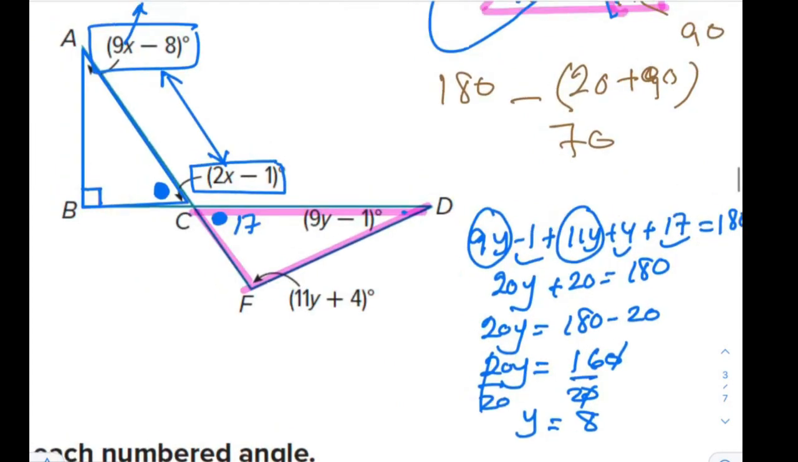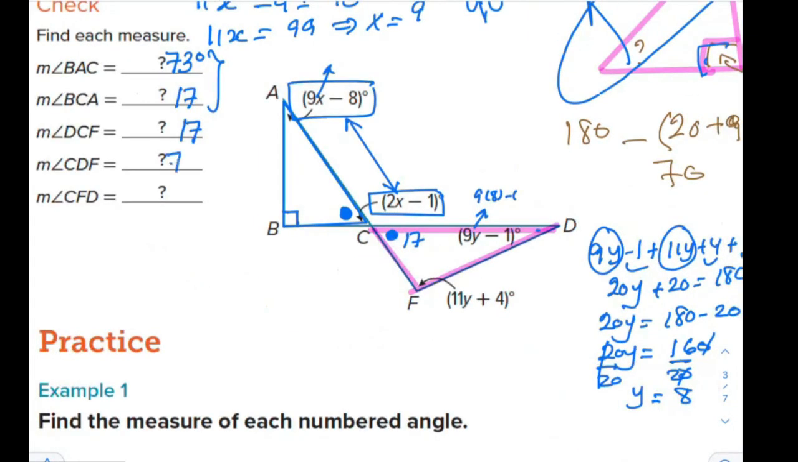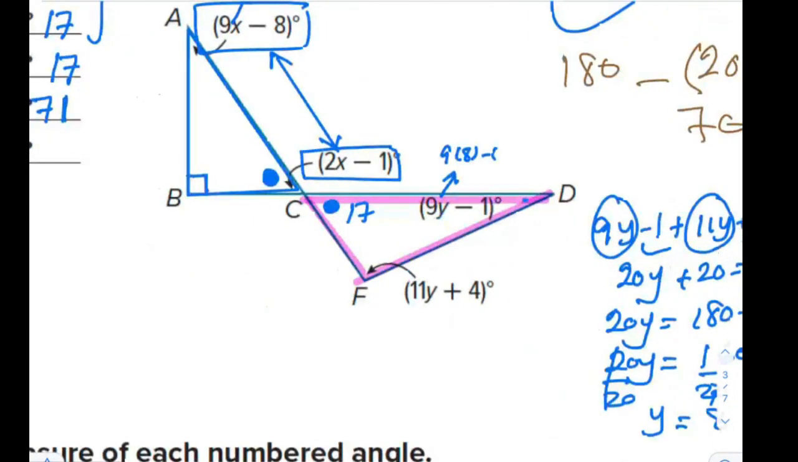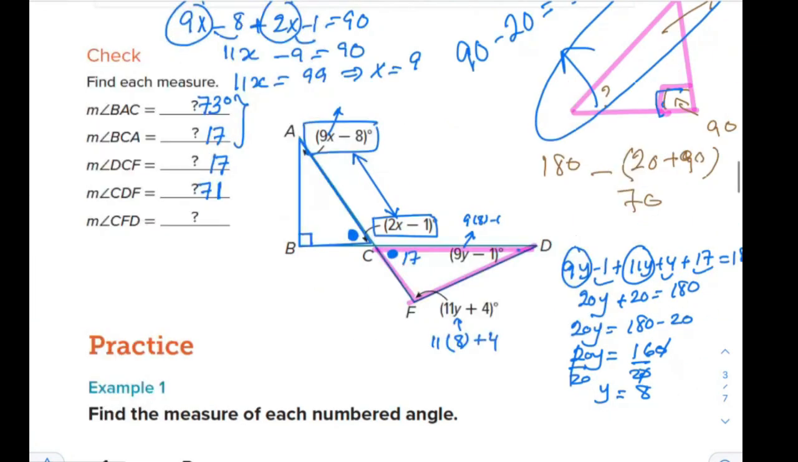If y is 8, then you can easily replace: 9 times 8 minus 1, 72 minus 1, 71. So this is 71. And the remaining one you can also replace, or you can find that the sum is 180. But since we have done the replacing easily, we will do that. So it's 88 plus 4, which is 92. Check now, is the sum really 180? Add 17 plus 71 plus 92, you should have 180. Perfect.